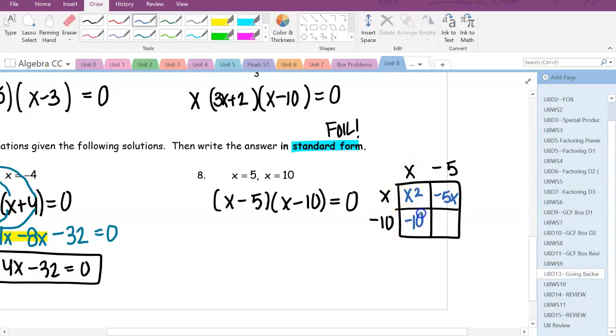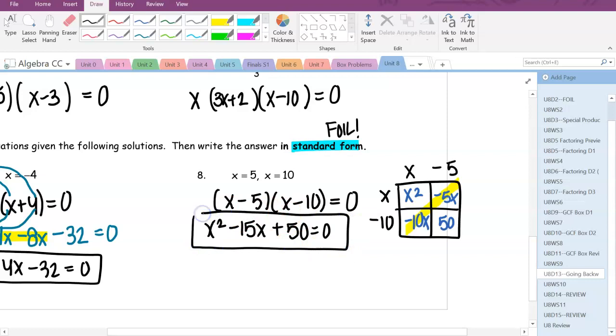-10 times x is -10x. And -10 times -5, careful, that is a +50. Remember, you are combining your like terms, so that means we are adding. -10 plus -5 is -15. All right, and there you go. That is your standard form.